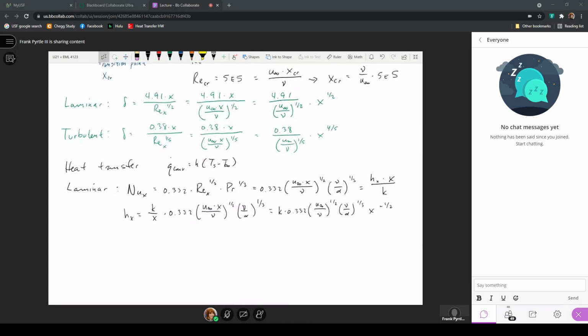So we could draw an expression of the heat transfer coefficient. Let's see, I'll put it here. h as a function of x. So here I'm going to just label the transition point so that everywhere to the left of that transition point is laminar, and everywhere to the right would be turbulent.